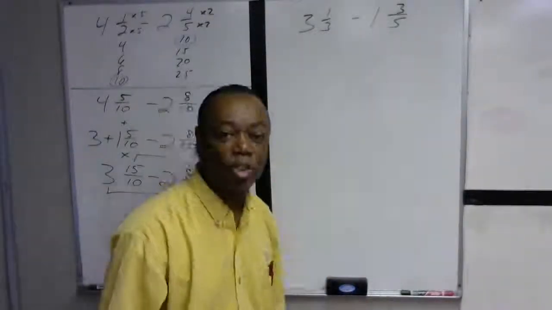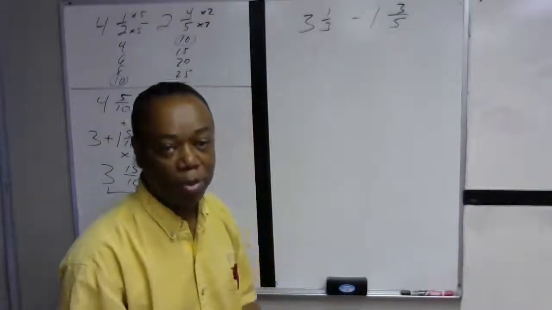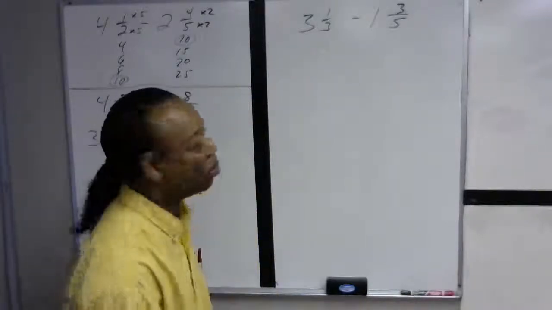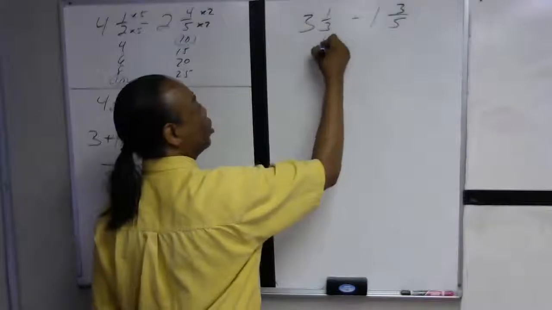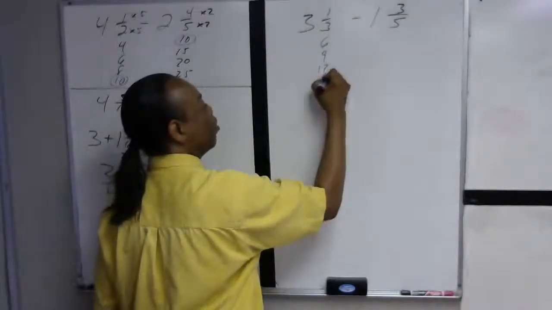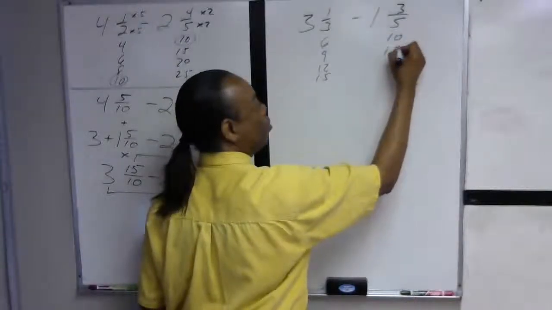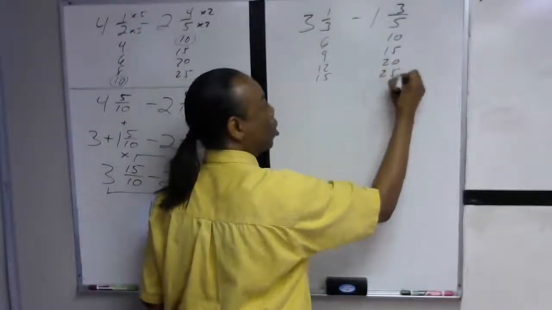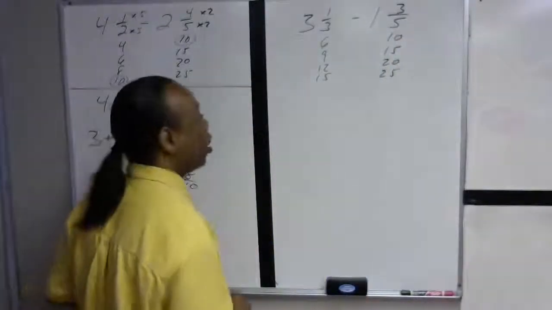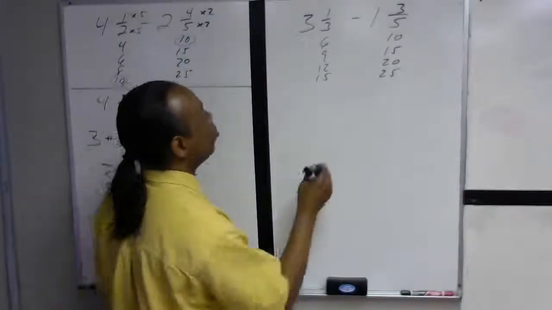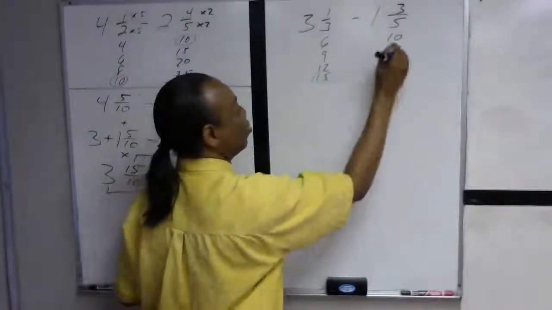Denominators are not alike, so we're going to go through the multiplication tables of the 3s and the 5s and see where it matches. 3 times tables are 3, 6, 9, 12, and 15. The 5 times tables are 5, 10, 15, 20, and 25. All right, the least common multiple would be the 15.